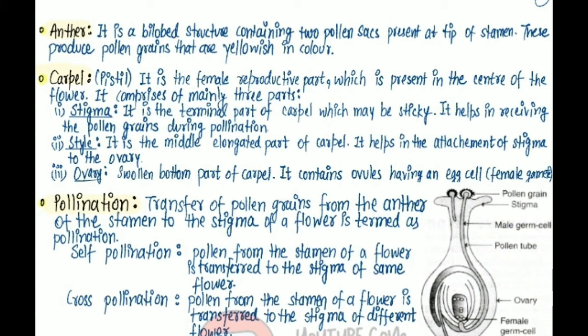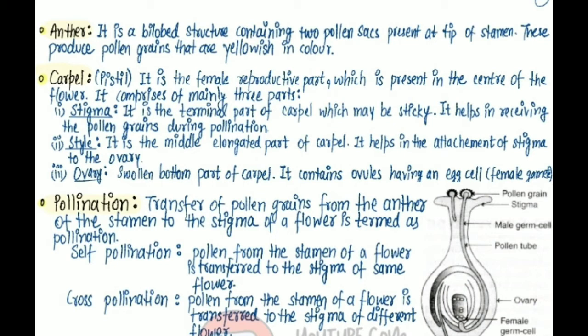Carpel, or pistil. It is the female reproductive part which is present in the center of the flower. It comprises mainly three parts. Stigma. It is the terminal part of the carpel which may be sticky. It helps in receiving the pollen grain during pollination. Style. It is the middle elongated part of the carpel. It helps in the attachment of the stigma to the ovary. Ovary. The swollen bottom part of the carpel. It contains ovules having an egg cell or female gamete.